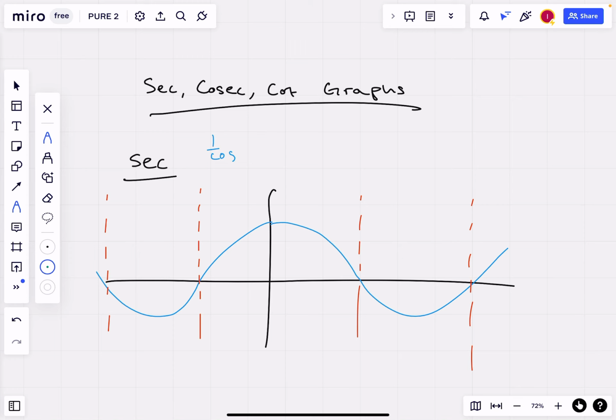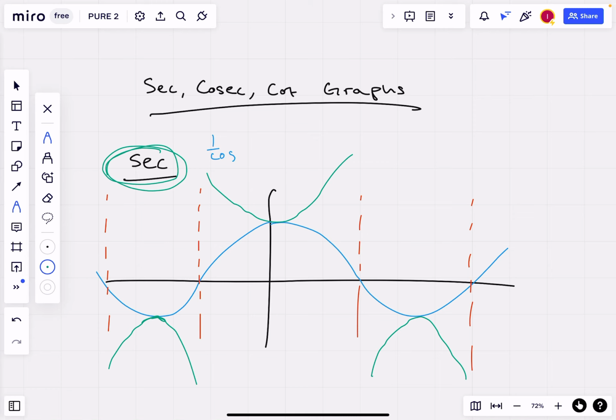So where it dips down and goes up here, it's going to do the opposite there, like this. And then here it's going to do that. Make sure it touches, kind of like this. From here it's going to do that, and so on and so forth. The green is the sec graph. That's it.